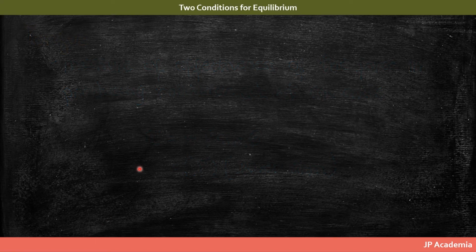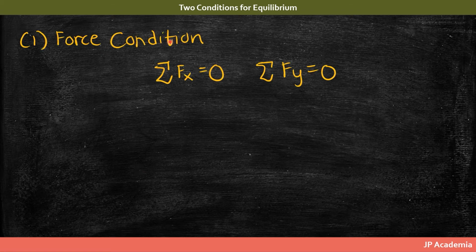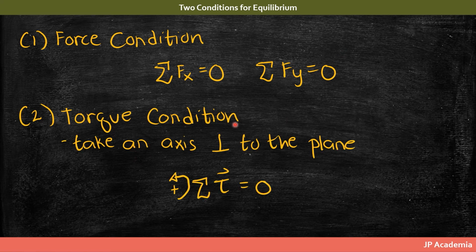Now, we have two conditions for equilibrium. The first condition, or the force condition, as stated here, is this one. It states that the vector sum of all forces acting on a body must be equal to 0. And this is similar to what we have discussed earlier. The second condition, or the torque condition, so we take an axis perpendicular to the plane of our coplanar forces. The summation of the torques must be equal to 0. And taking note that counterclockwise gives a positive torque by convention, consistent with the right-hand rule.